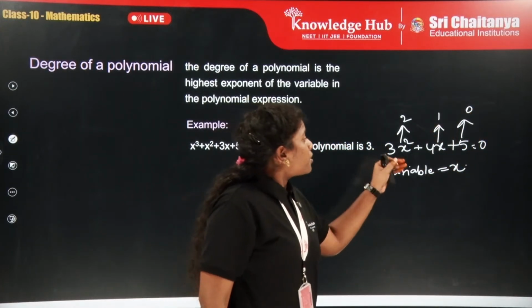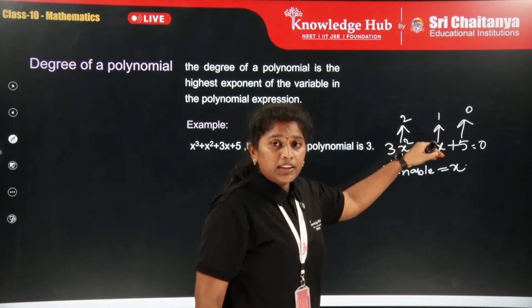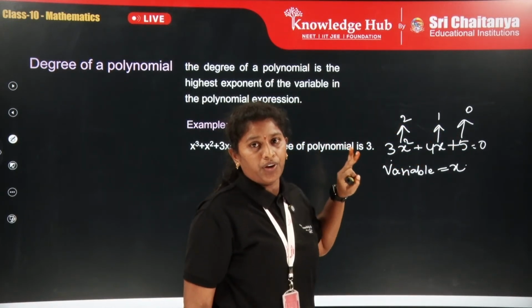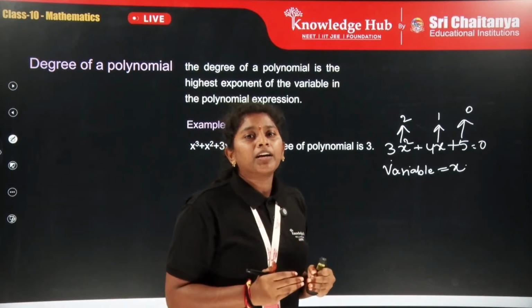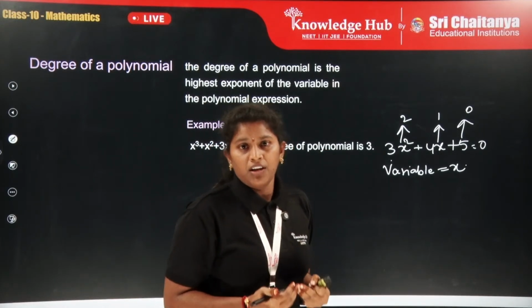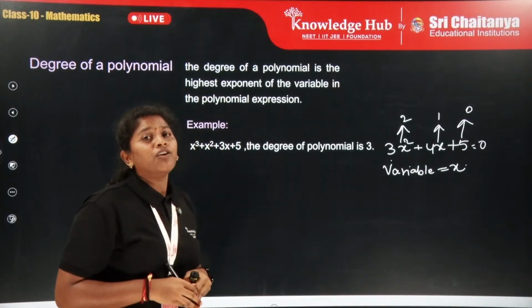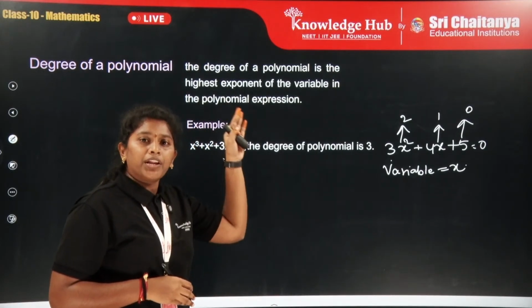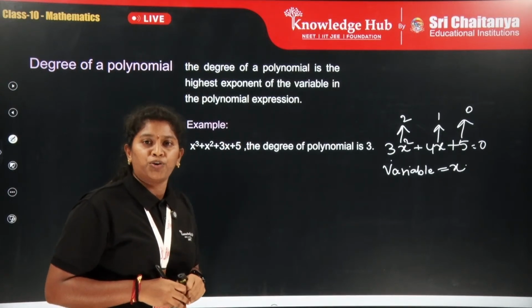Now if you compare the powers of the variable in the terms, we are having the highest power as 2. So that 2 will become the degree of the polynomial. Finally we can say that the degree of a polynomial is nothing but the highest power of the variable that we are using in the polynomial.